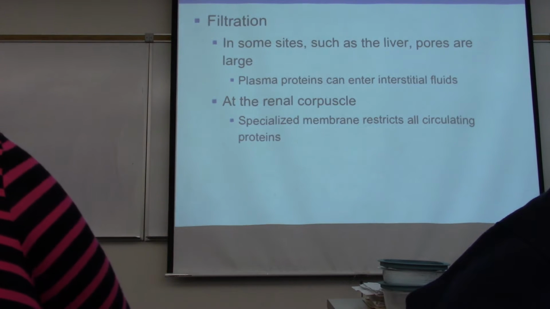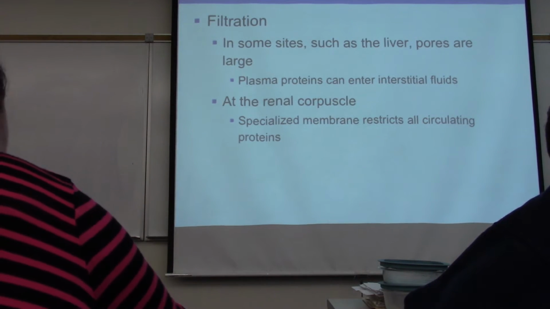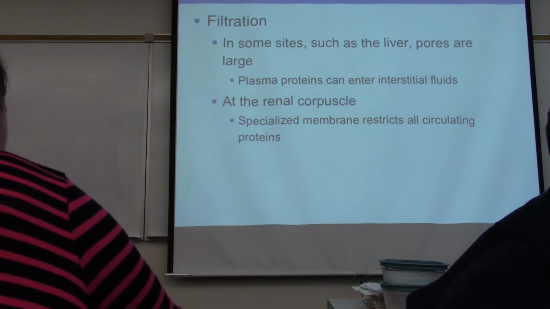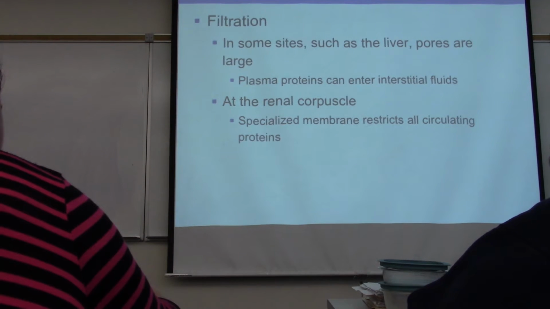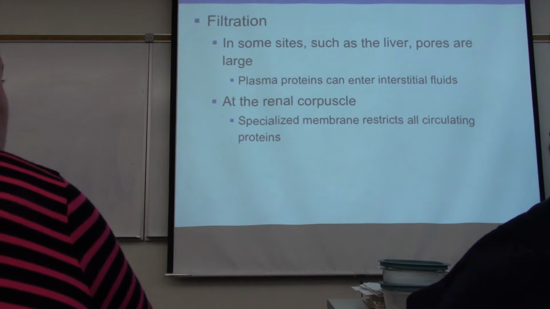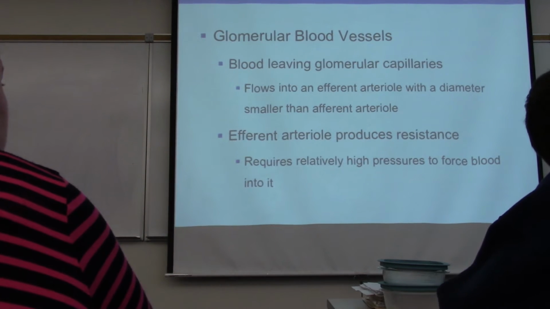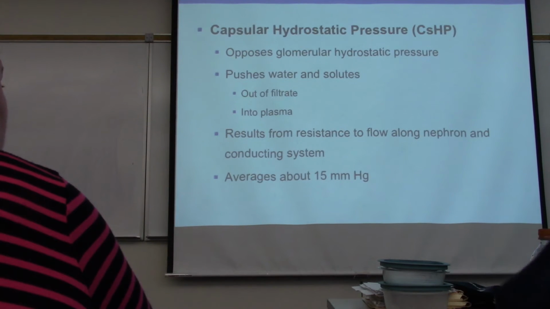Okay. Well, I think we've talked about filtration enough. Just remember that in general, at the renal corpuscle, it's a specialized membrane. It doesn't just willy-nilly let things in and out, but it does it in a rather coordinated way based on the size. So proteins generally don't leak out, although sometimes they do. Blood cells almost never leak out because blood cells are really large. And I'll just leave it at that. I think I've talked about that as well.